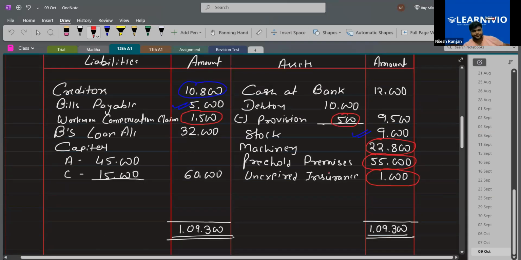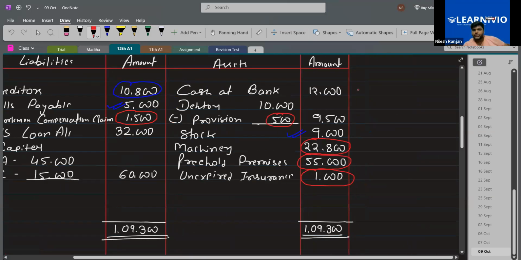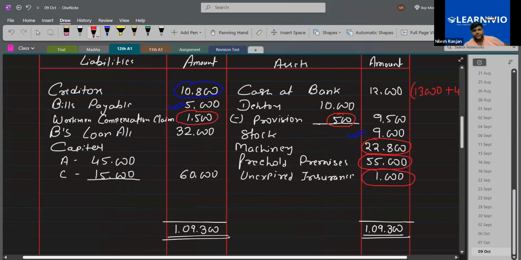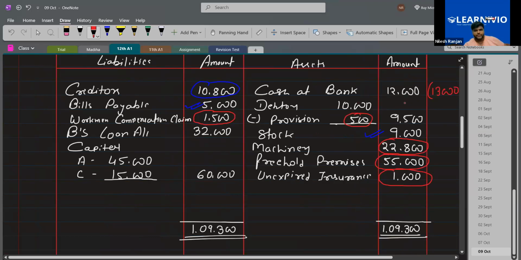After doing this, we have calculated cash. How have we calculated cash? So 13,000 was the balance, plus 4,000, which is brought by the remaining partners, minus 5,000, which is paid to B. So 13 plus 4, 17, minus 5, 12,000. So 12,000 here.